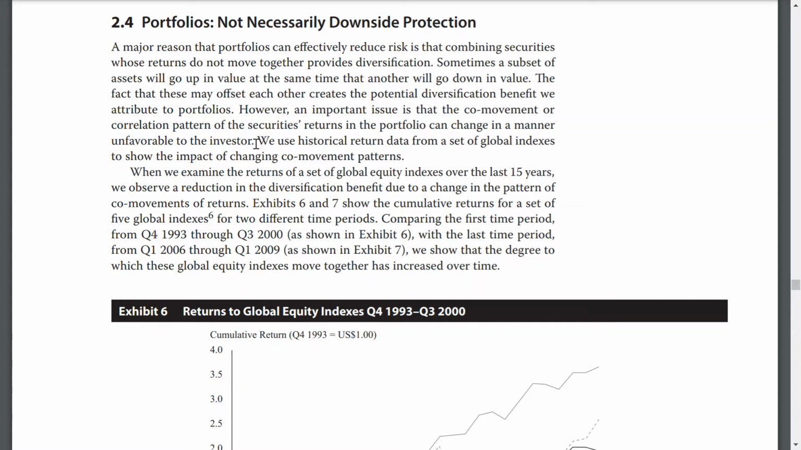We use historical return data from a set of global indexes to show the impact of changing co-movement patterns. When we examine the returns of a set of global equity indexes over the last 15 years, we observe a reduction in the diversification benefit due to a change in the pattern of co-movement of returns. Exhibits 6 and 7 show the cumulative returns for a set of 5 global indexes for 2 different time periods. Comparing the first time period of Q4 1993 through Q3 2000 with the last period of Q1 2006 through Q1 2009, we show that the degree to which these global equity indexes move together has increased over time.